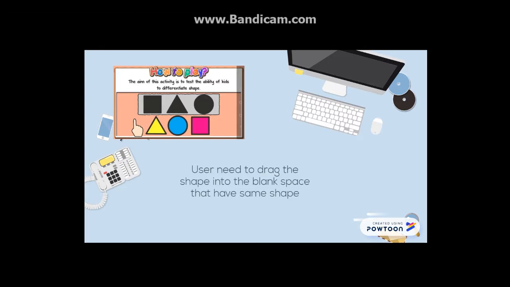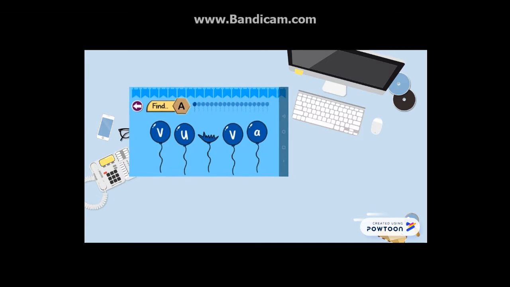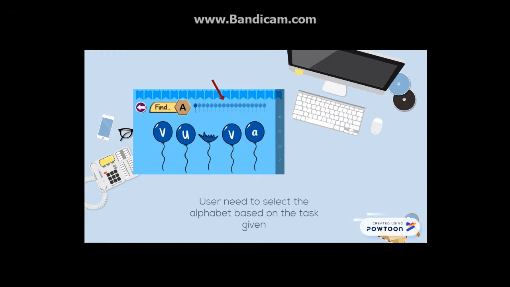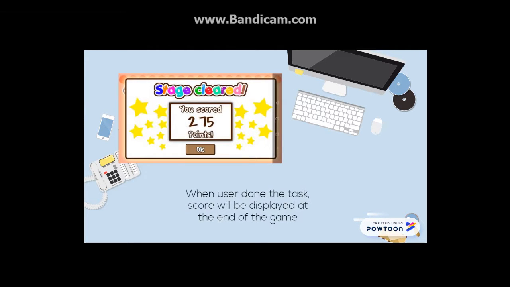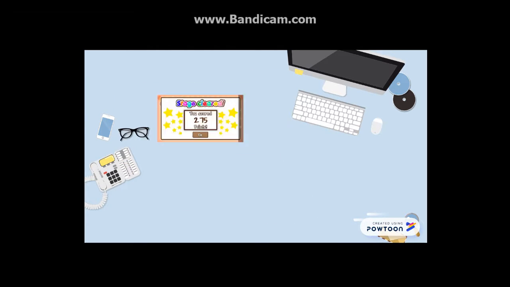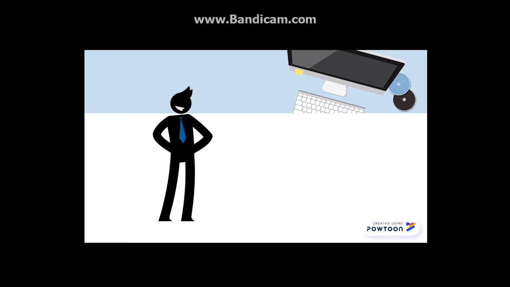This is the shape game. The user needs to drag the shape into the blank space that has the same shape. A pop-up will be displayed if the user puts the shape in the wrong place. For alphabet games, the user just needs to choose the correct answer. This small balloon icon shows how many questions there are. When the user finishes the task, the score will be displayed at the end of the game. Users can also check their total score at the scoreboard button at home.